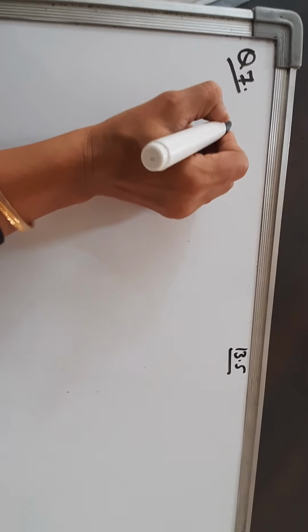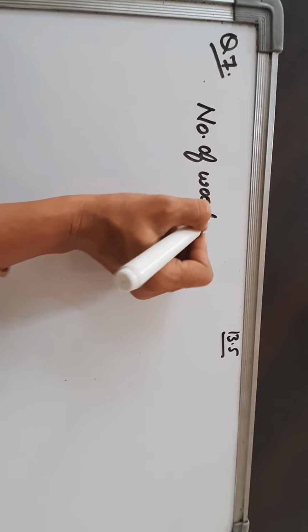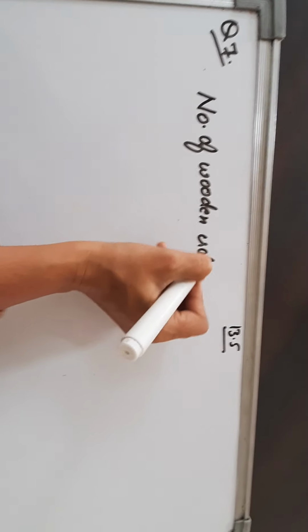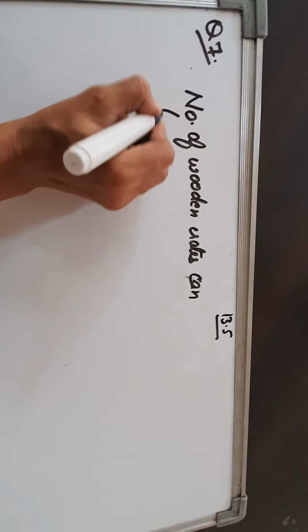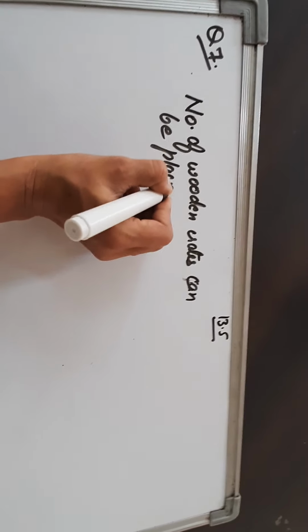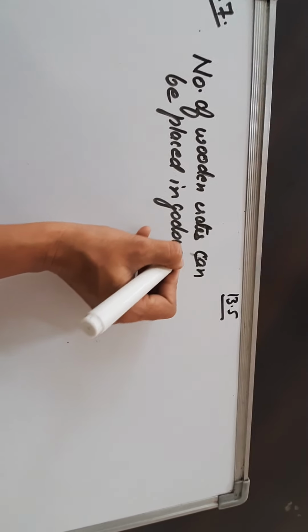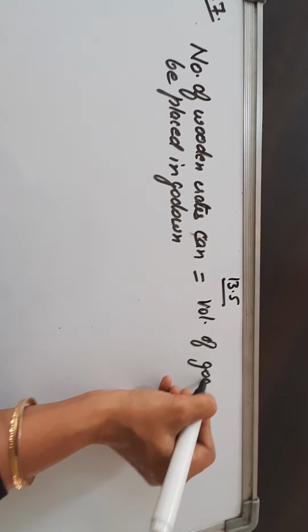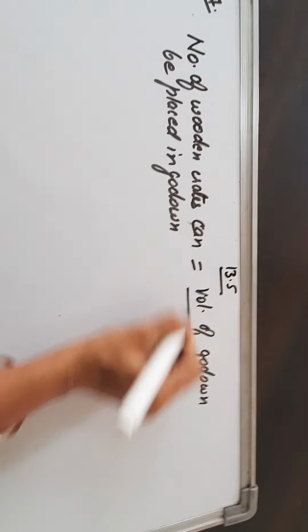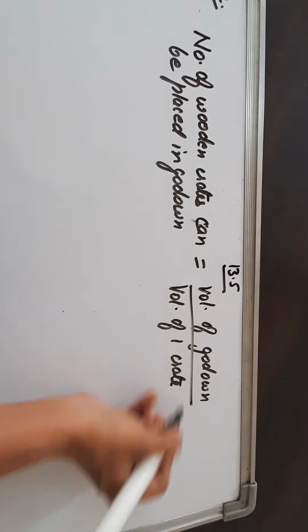So we will write number of wooden crates that can be placed in godown is equal to volume of godown divided by volume of 1 crate.